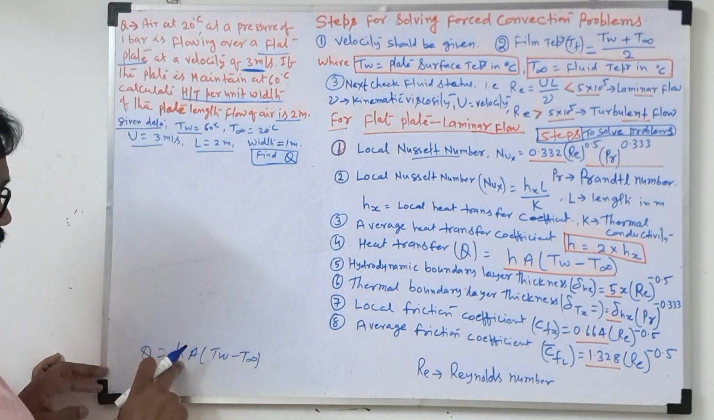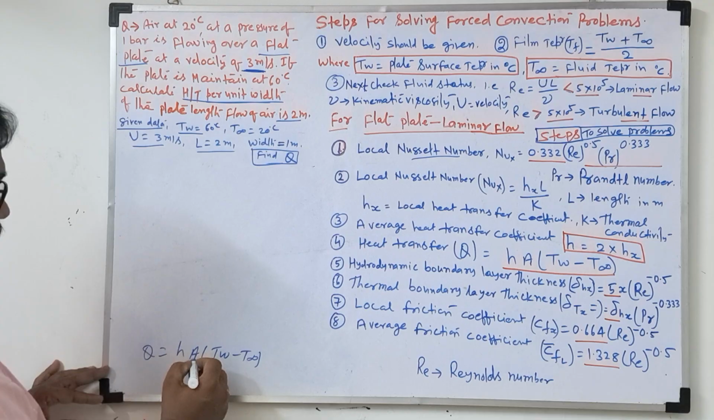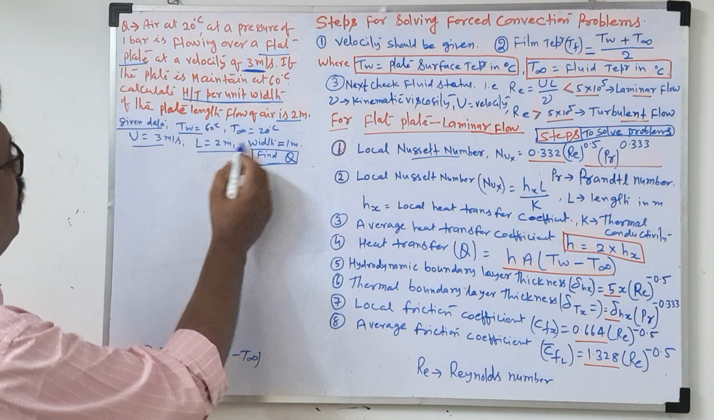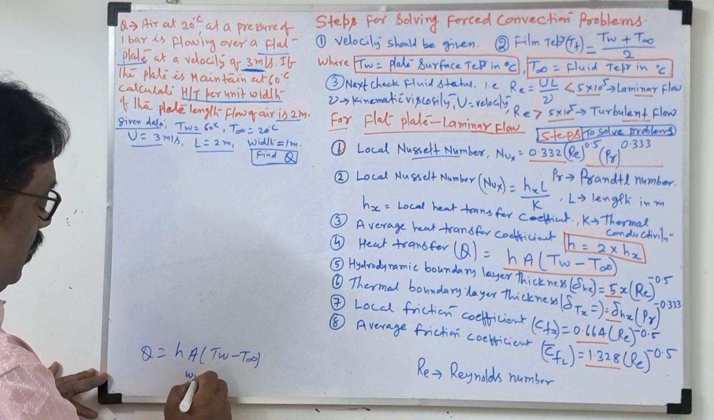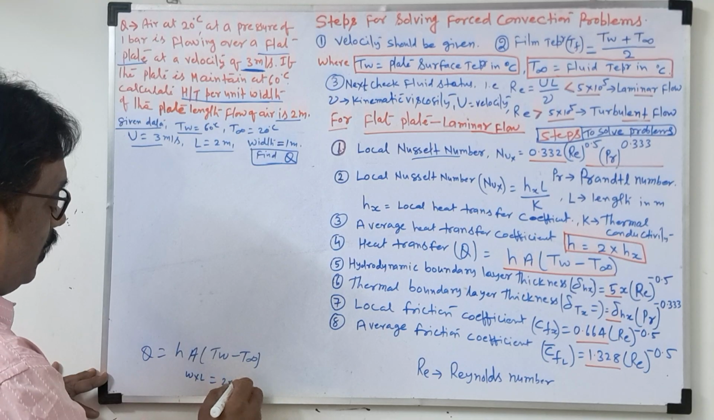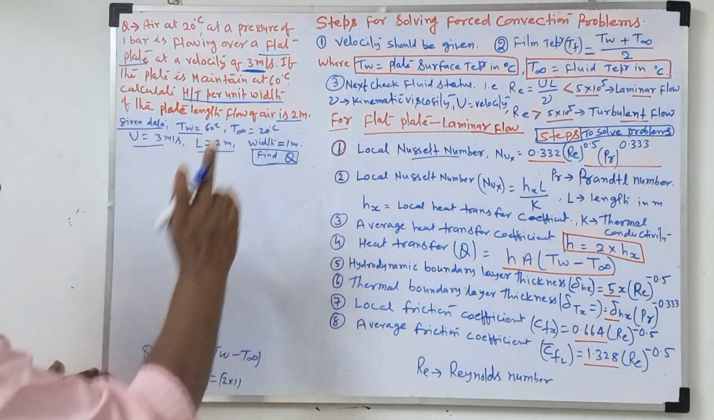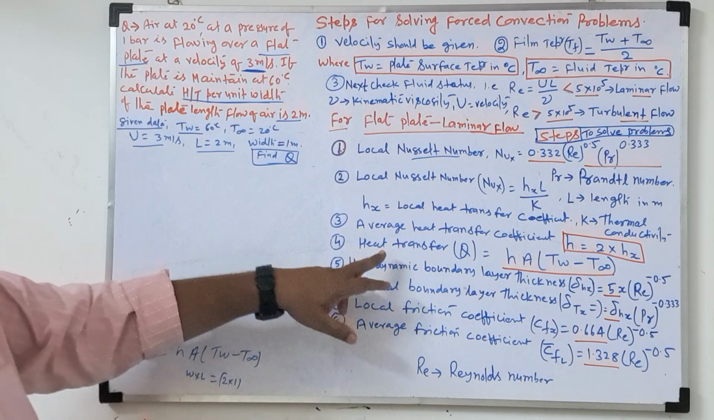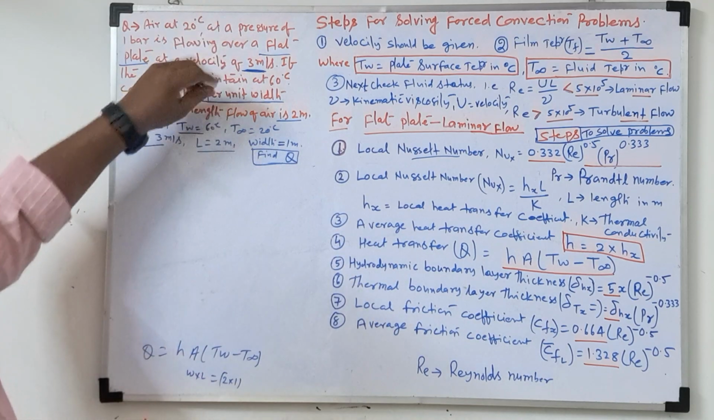How will we reach it? h is the only unknown. A means area, width into length. So width into length, that is 2 into 1, we will get the area. Tw and T infinity are given. If we know h, we can solve the heat transfer. That is what this question is asking.